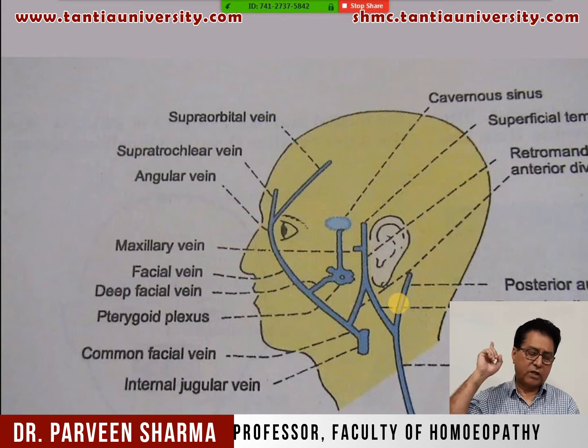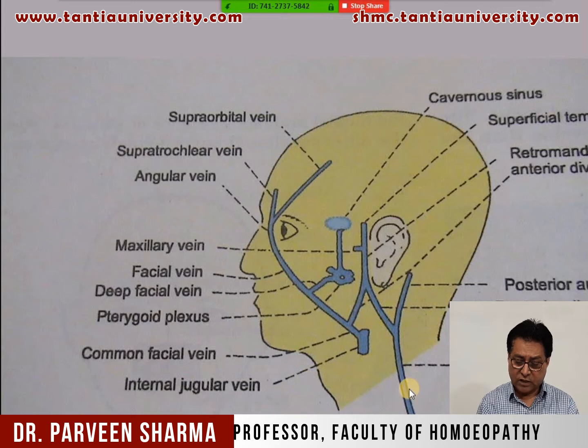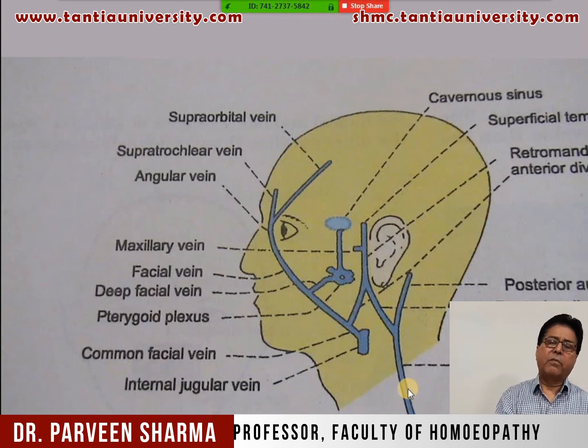So here you have the posterior division of the retromandibular vein, and here you have the posterior auricular vein. Both unite to form the external jugular vein, which again terminates into your subclavian vein. So that is the venous drainage of the face and skull.